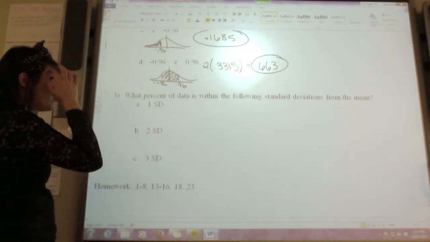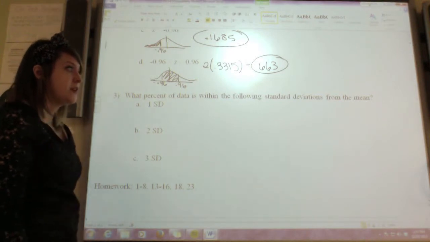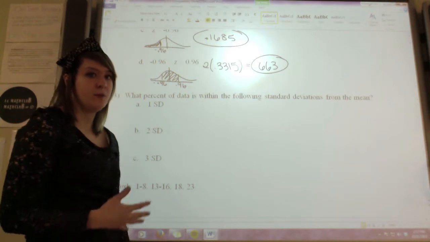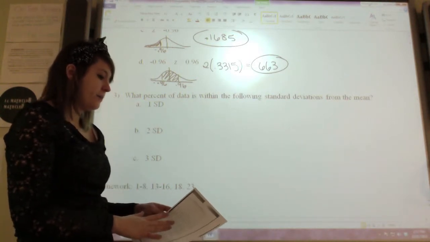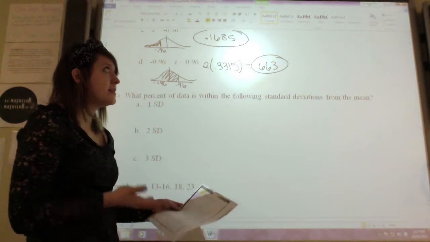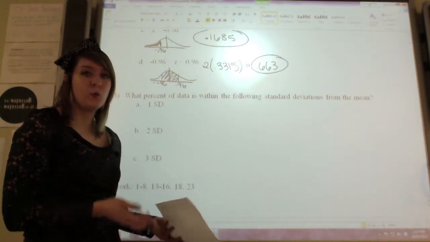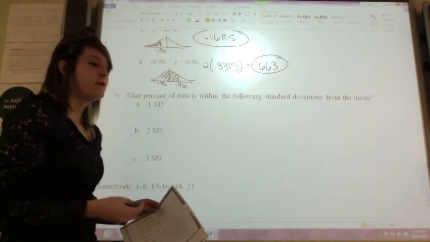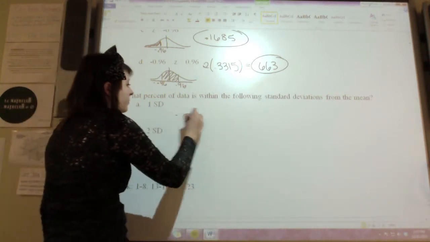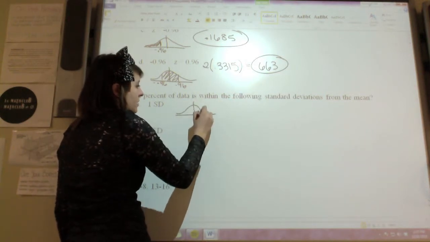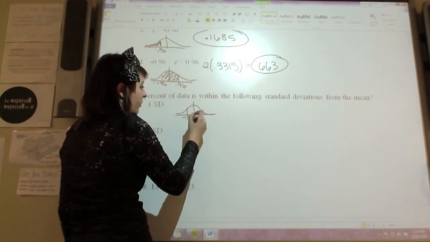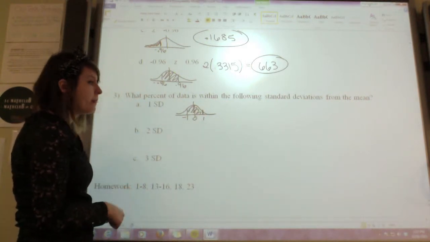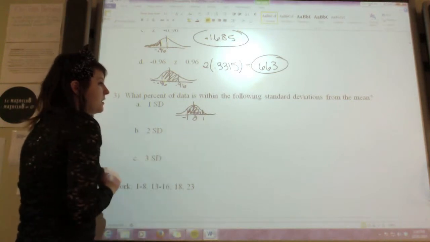All right, last thing, what percent of data is within the following standard deviations from the mean? Well, remember that when we have a standard normal curve, the standard deviation is 1. So looking at a z-score of 1, 2, and 3, what percent of values actually fall in that range? If I'm looking at one standard deviation, that means I'm looking at from negative 1 to 1. Because I'm looking at it from the mean, and remember that the mean is 0. So I'm looking for this area in here.